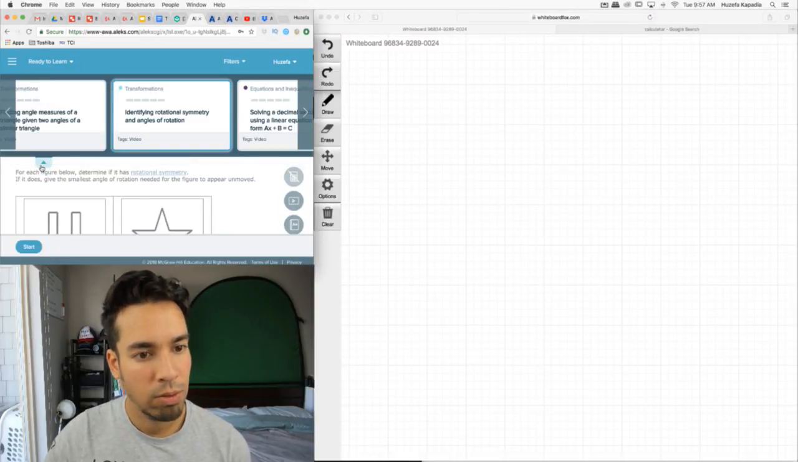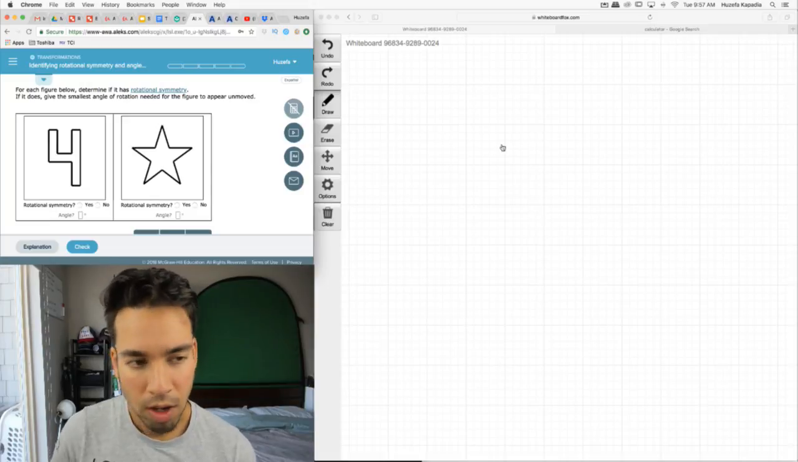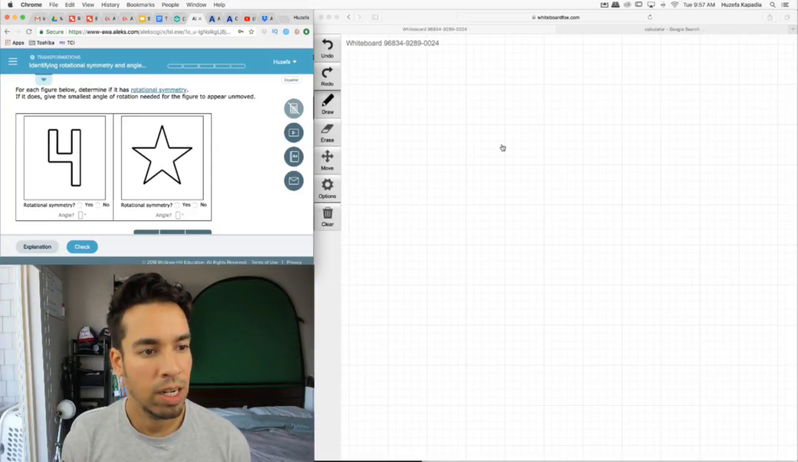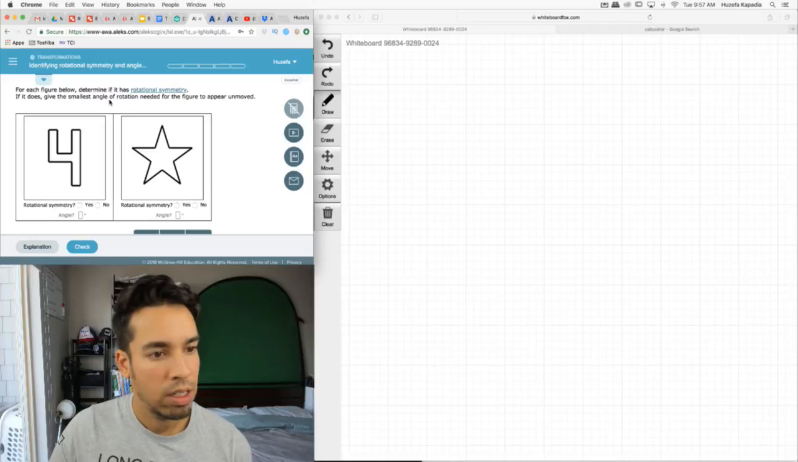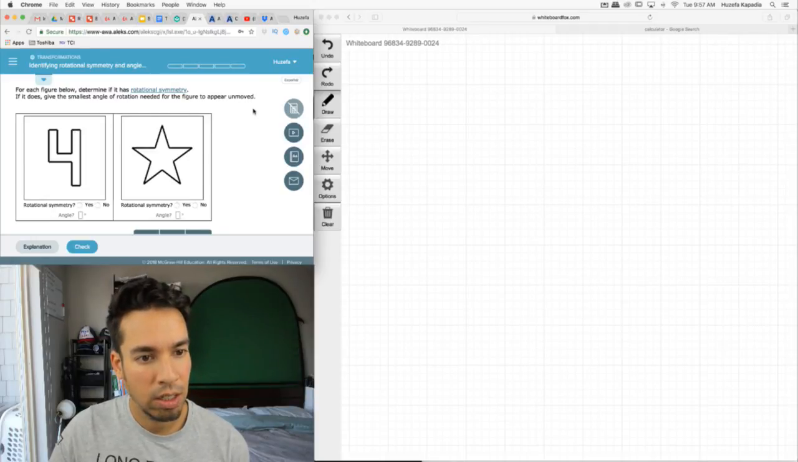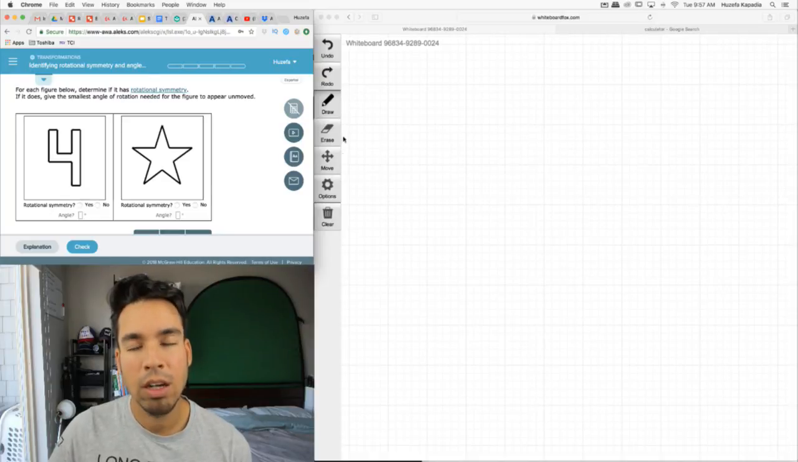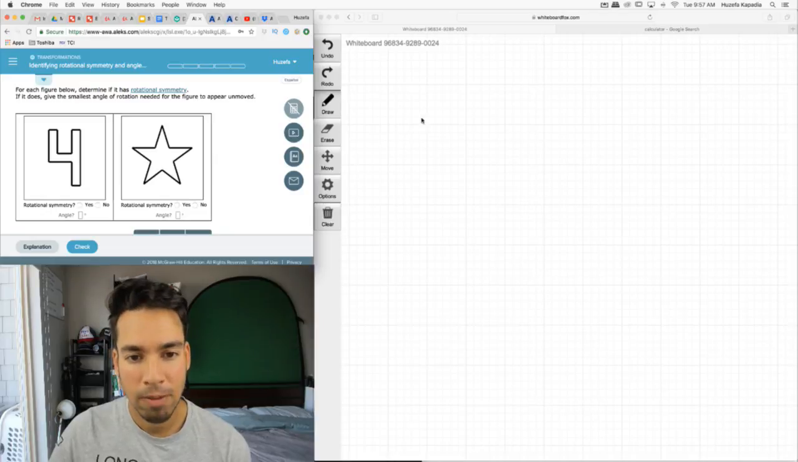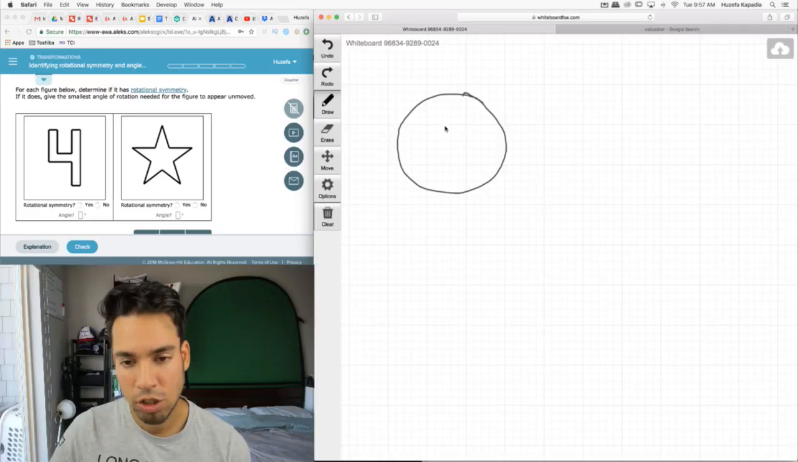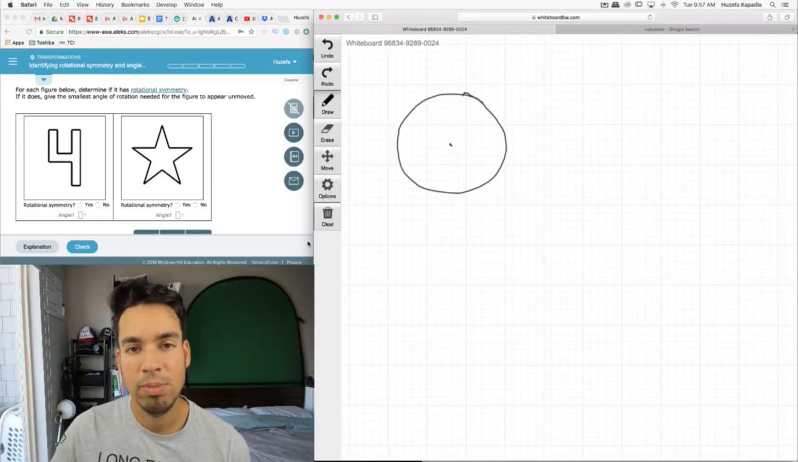Once again, identifying rotational symmetry and angles of rotation. For each figure below, determine if it has rotational symmetry. If it does, give the smallest angle of rotation needed for the figure to appear unmoved. Rotational symmetry means that if we rotate an object a certain number of degrees, we'll get the same object once again. A circle has perfect rotational symmetry. Any amount that you rotate it, it'll still be the exact same object.